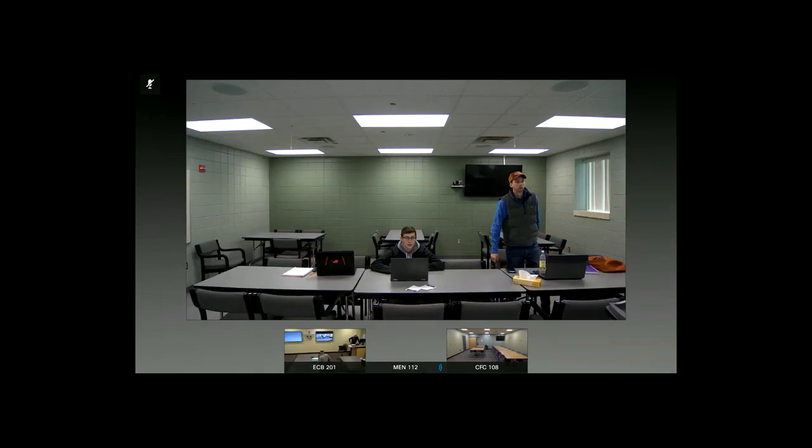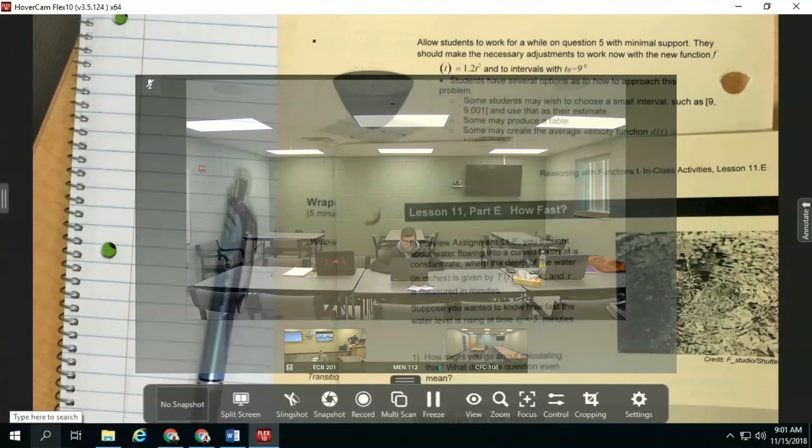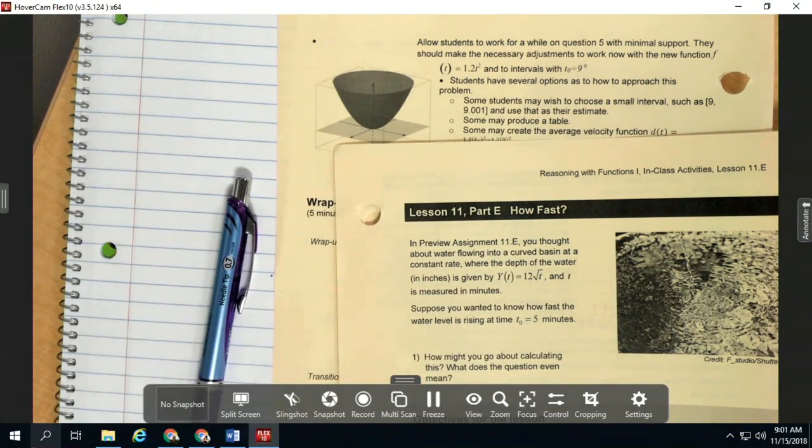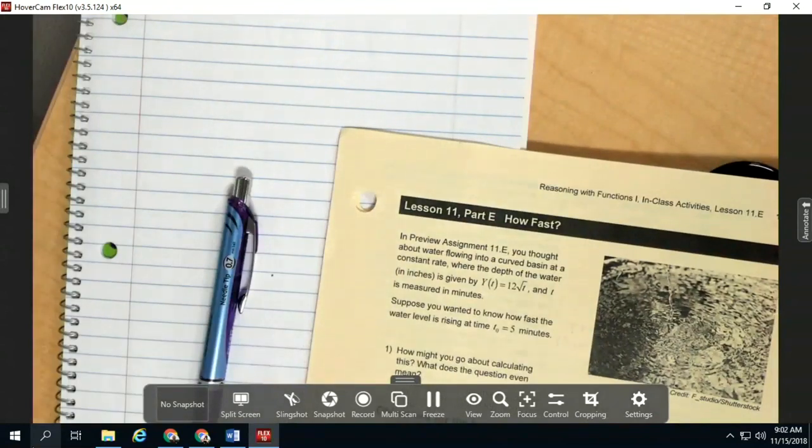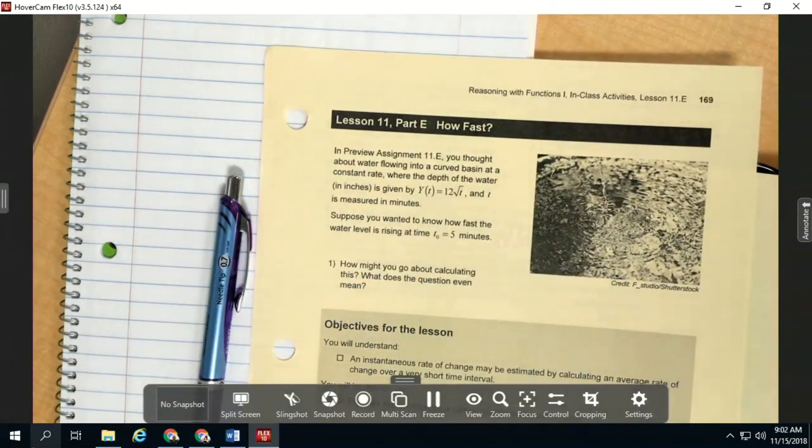Today, we are on Chapter 11, Part E. And the first thing that I'd like to show you is they never give you a picture of the basin that they're talking about. So I have the picture there on the top here. In Preview 11E, you talk about water flowing into a basin at a constant rate, where the depth in inches is given by 12 square root t. In other words, y is measured in inches and t is measured in minutes.